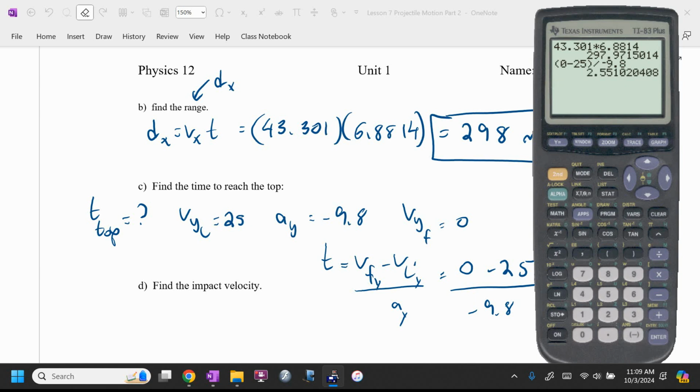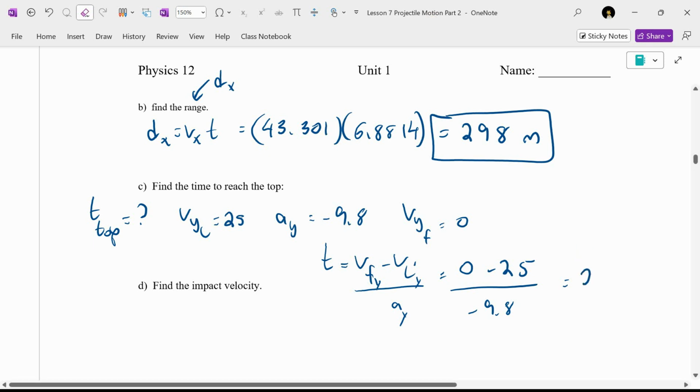And I get 2.5510. I'll call it 2.55 seconds. How long would it take to get from the top back down to the ground? How can I figure that out? Yeah, 6.88 minus this will tell me how long it took to get from its maximum height all the way down to the ground. So there's lots of information with a bit of cleverness, Carson. You can figure all sorts of stuff out.